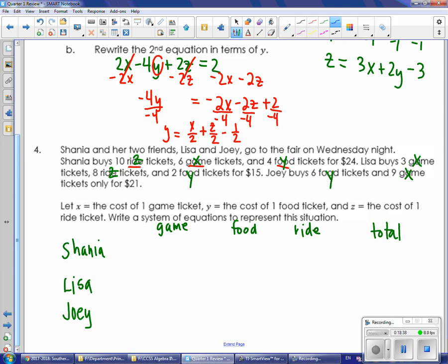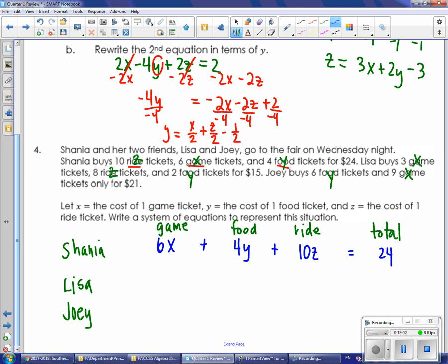So for Shania, I know she had 10 ride tickets, so that's going to be 10Z. And then I know she had 6 game tickets, so that's going to be 6X. I know she had 4 food tickets, so that's going to be 4Y. And I know I'm adding everything together, and I know she spent a total of $24. And so that helps me set up the equation.